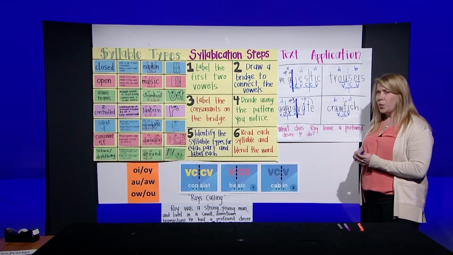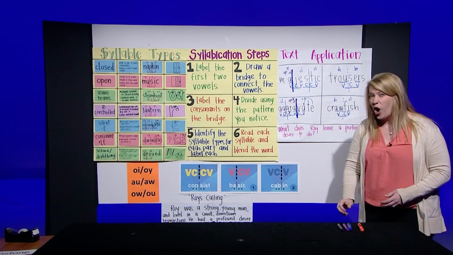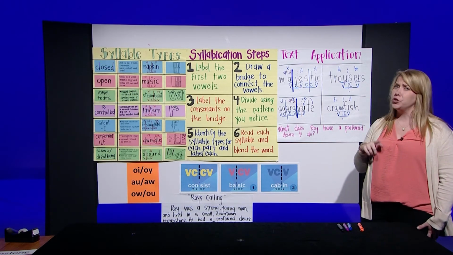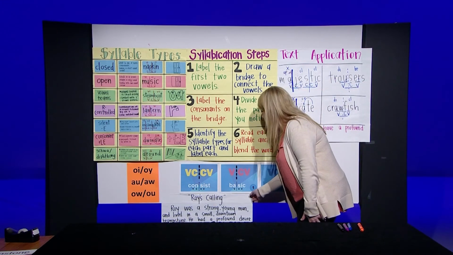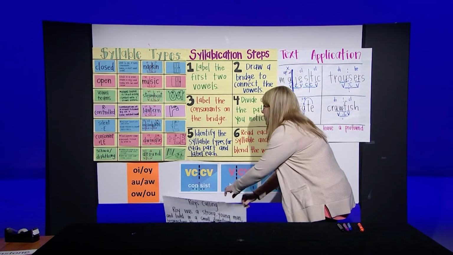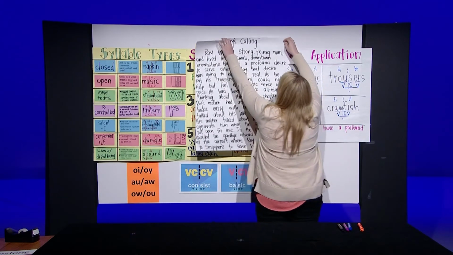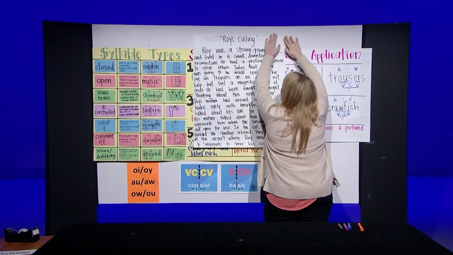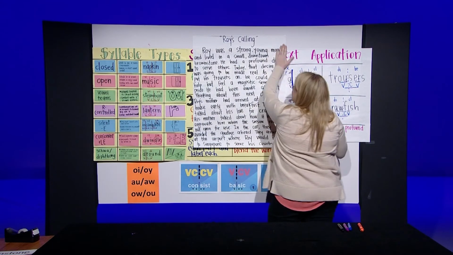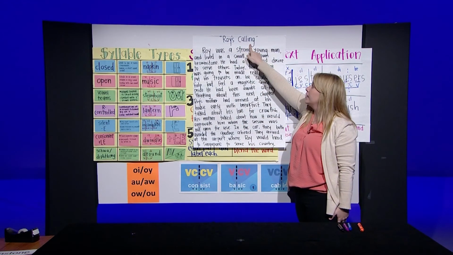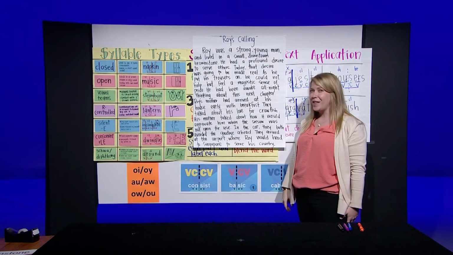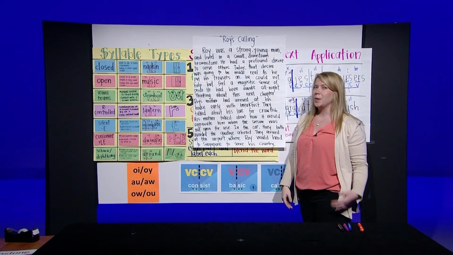All right, so we have worked really hard with some of those words, and they were really tricky to read. But I'm going to take this chart right here, and we're going to read these words in text. So I want you to take a few minutes and read through our story, Roy's Calling. I'll give you just a few minutes to do that, and then we'll look for those tricky words.